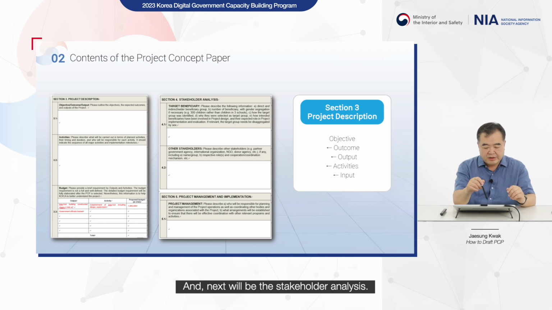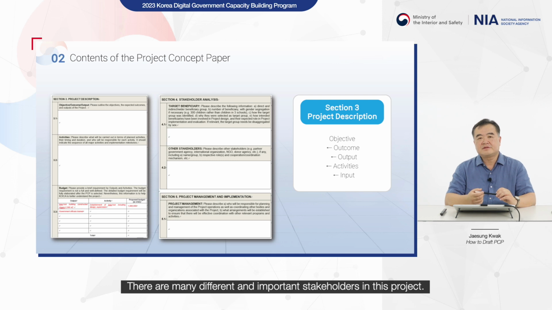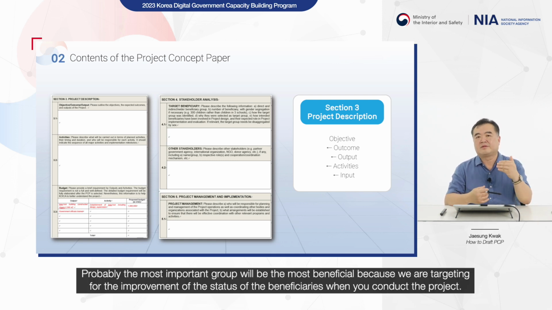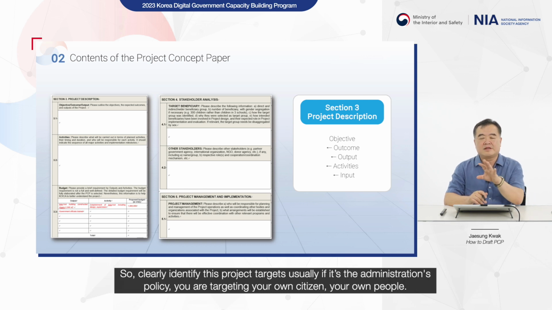And next will be the stakeholder analysis. There are many different and important stakeholders in this project. Probably the most important group will be the beneficiaries, because we are targeting the improvement of the status of the beneficiaries when you conduct the project. So clearly identify this project's targets. Usually, if it's administration's policy, you're targeting your own citizens, your own people.